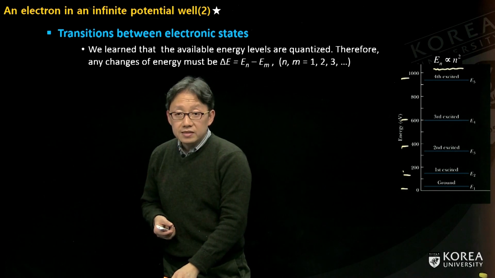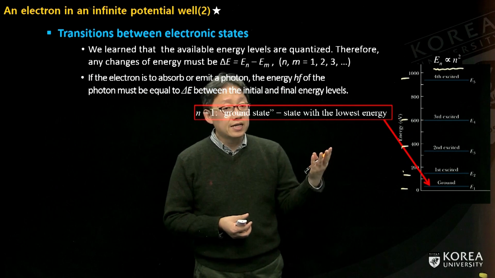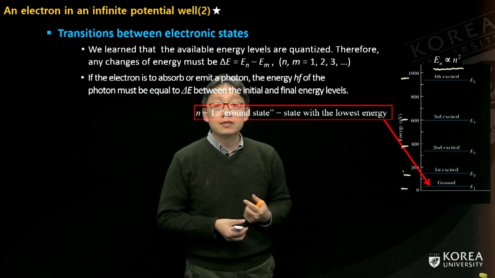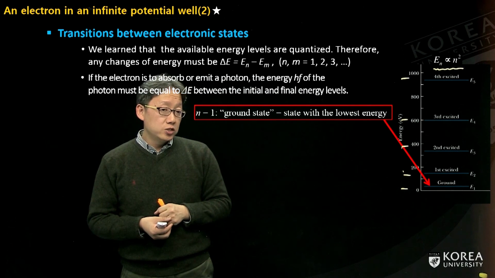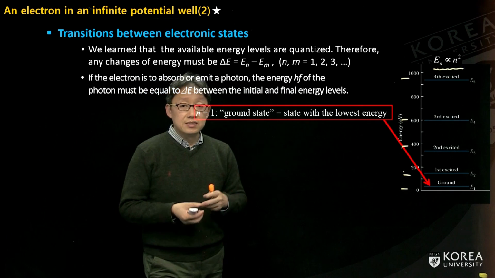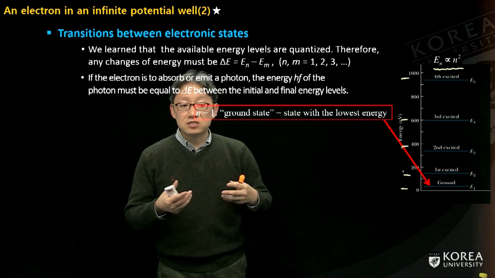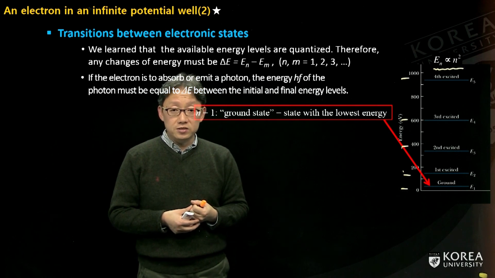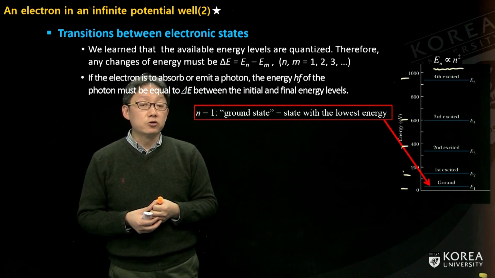Okay, so in this case, what it means is that now the electron can move only between these available levels, and let's give them some names. The state with the lowest energy, which corresponds to n equals 1, let's call the ground state. The ground state means that just like we are standing on the ground when we have the lowest potential energy, right? So the state with the lowest energy is called the ground state.